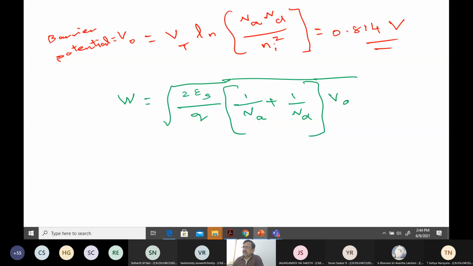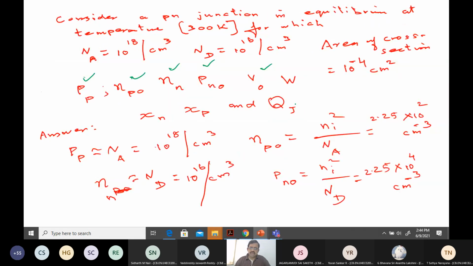So the answer is going to be W will be 0.327 micron. Okay, so this is the width. So this is also found, W is also found. It's extremely thin. Xn and Xp.